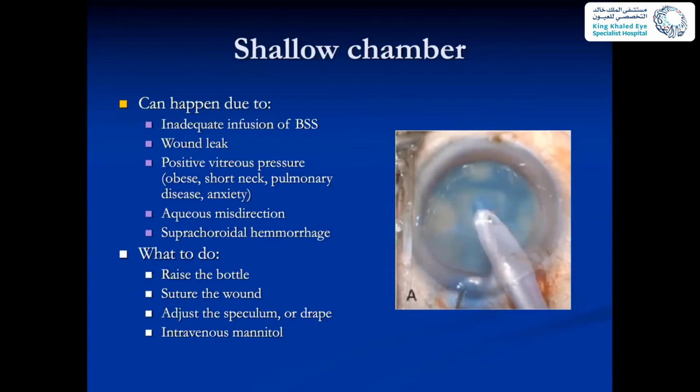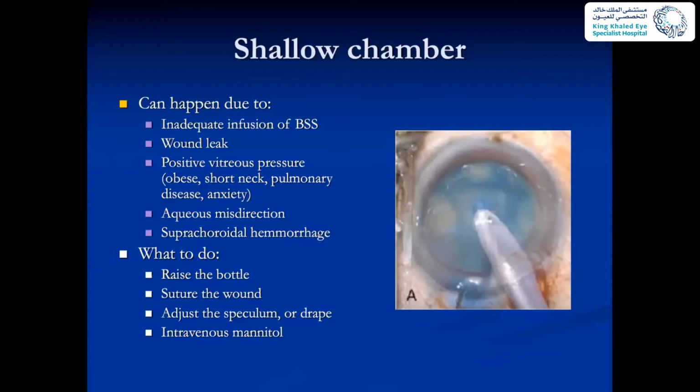Even when the eye is fully akinetic because of the anesthesia, if the patient is trained enough, he can cause shallow chamber. I remember one of the patients that had a frozen globe after the anesthesia, but he kept having shallow chamber. We couldn't complete the surgery unless we put the patient to general anesthesia.